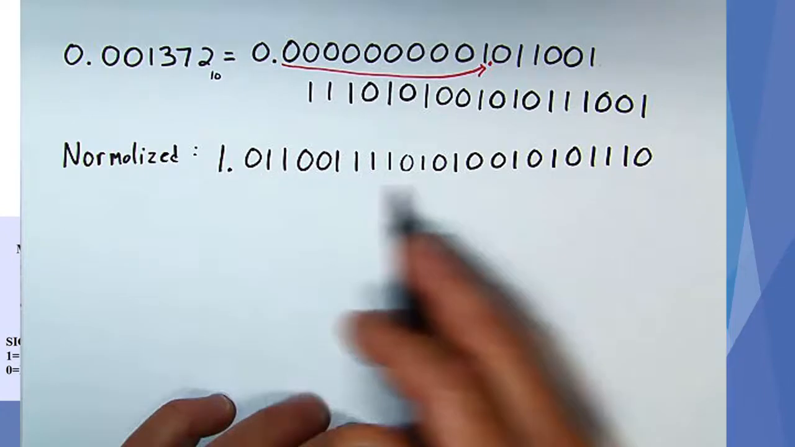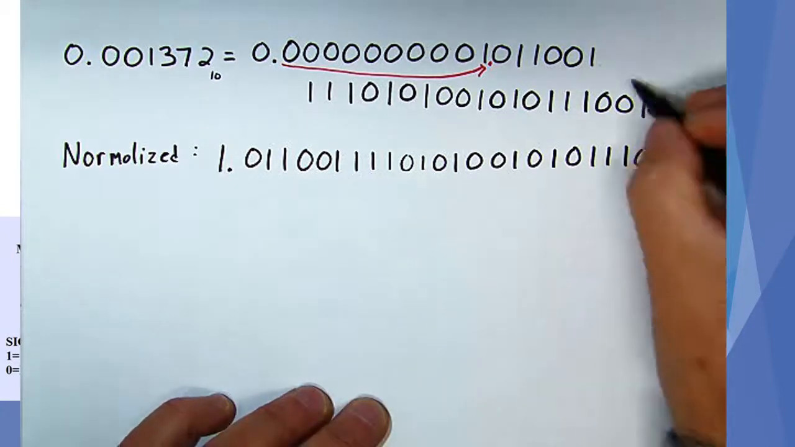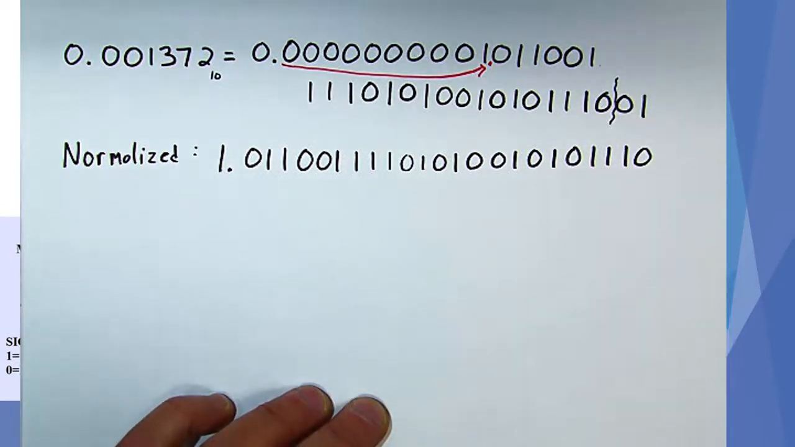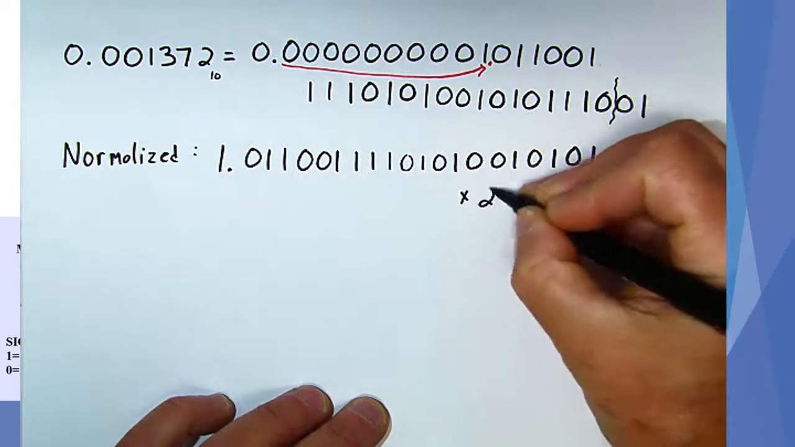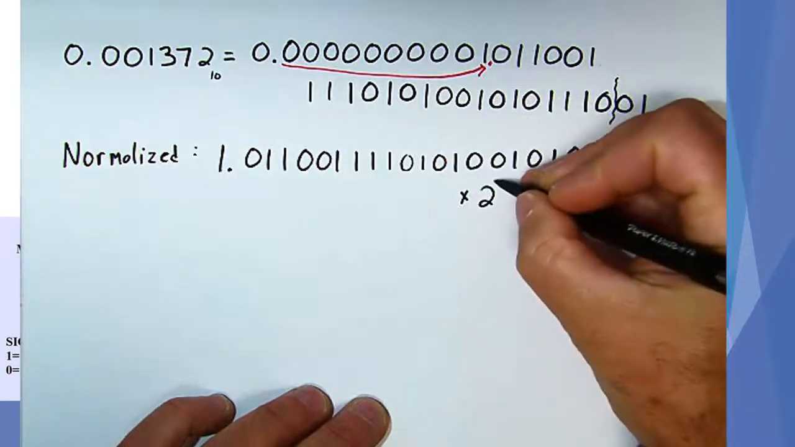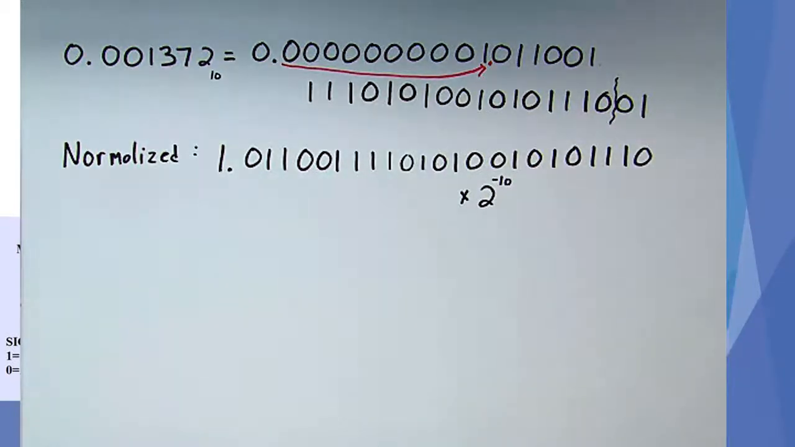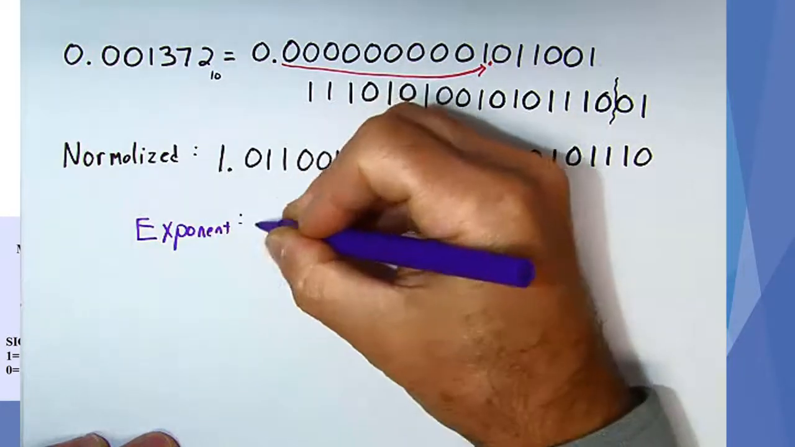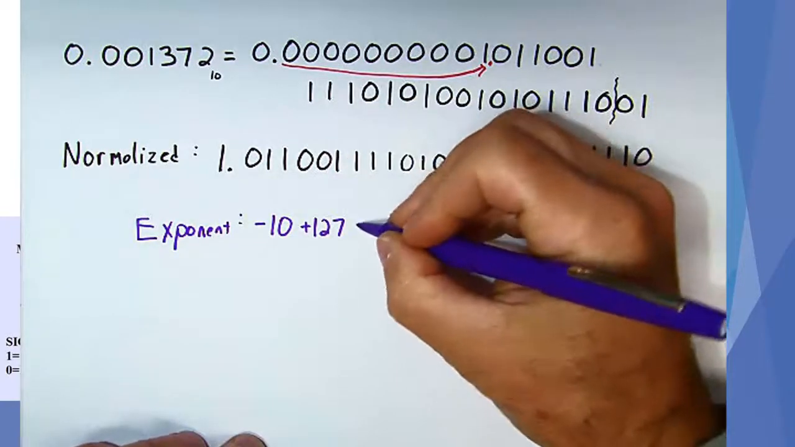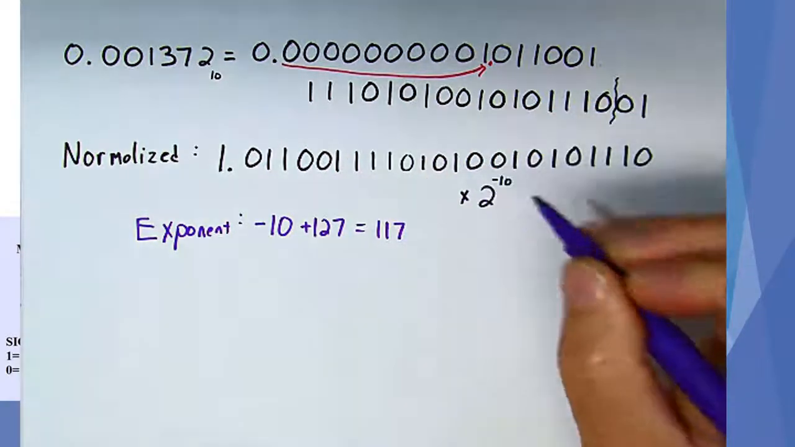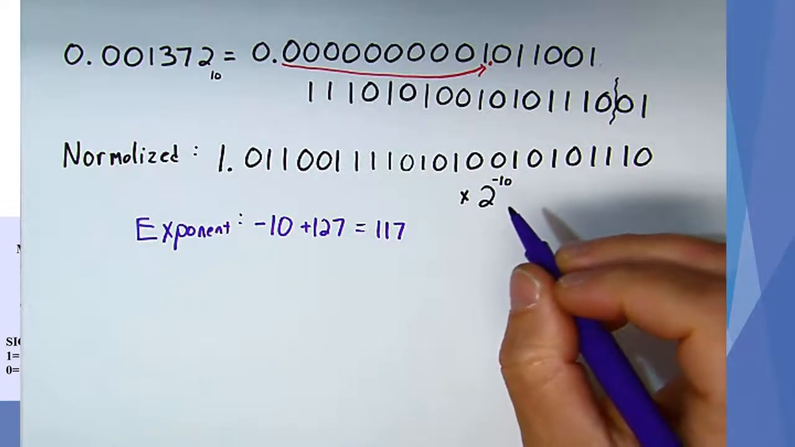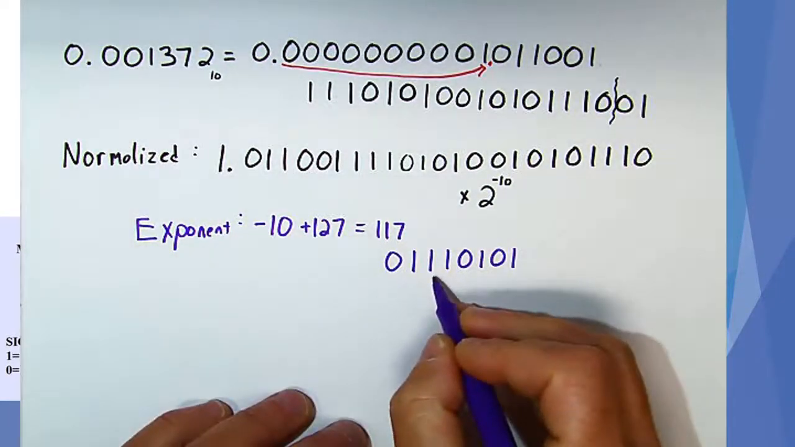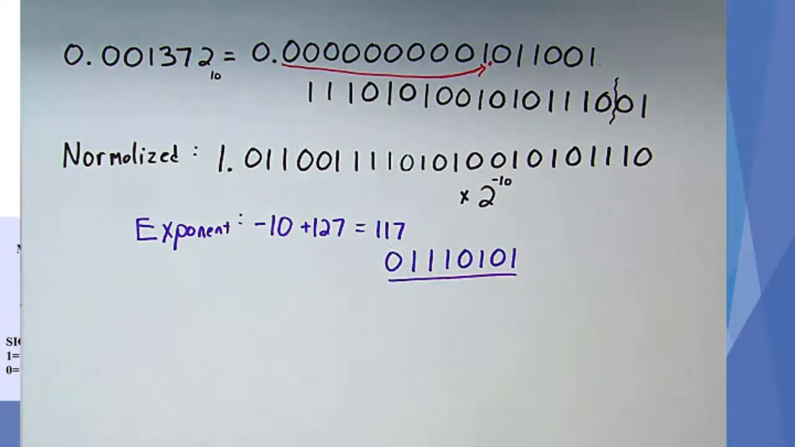Okay, I've written this in normalized form. I've gone 23 binary places. I actually had more than what I needed up there. And since we moved that 10 places, and this was a very small number, that's 2 to the negative 10th. So what's our exponent going to be? Your exponent should be negative 10 plus 127, that becomes 117. And 117 in binary is 01110101.